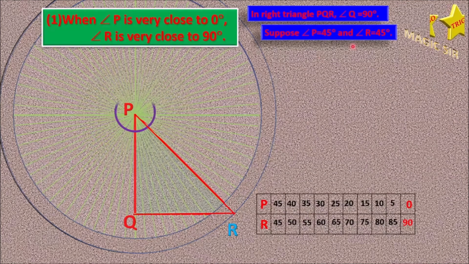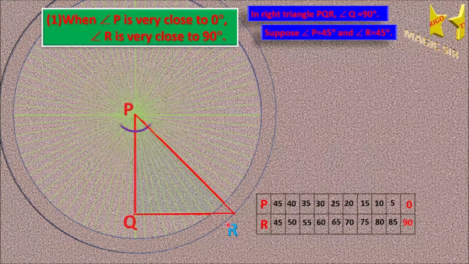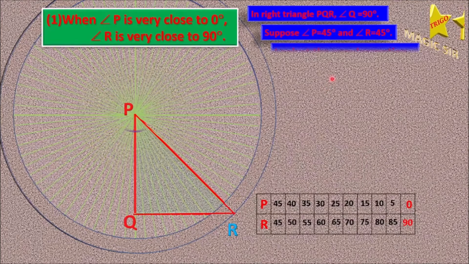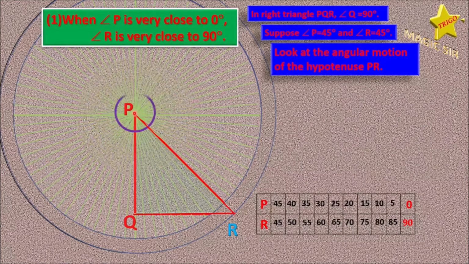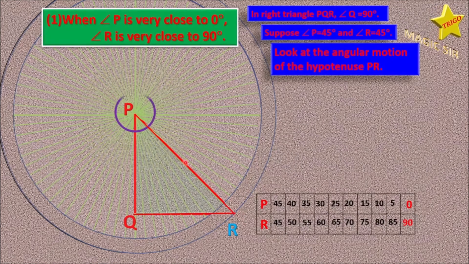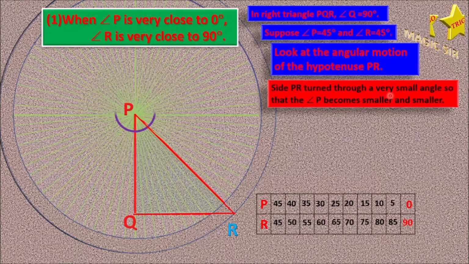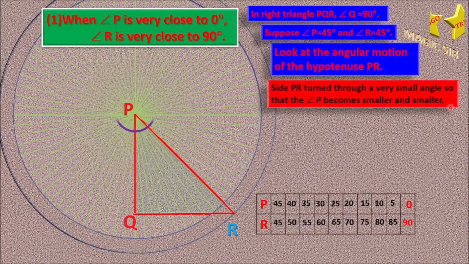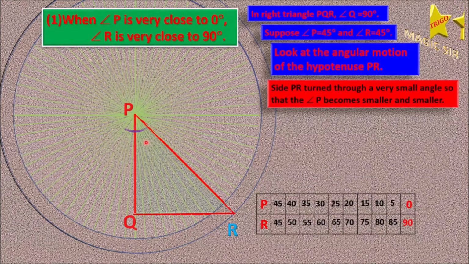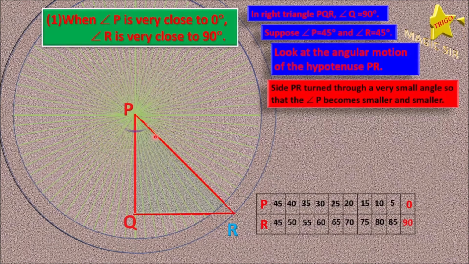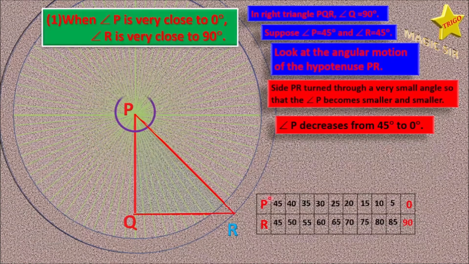Here we have angle P equal to angle R equal to 45 degree. So PQ is equal to QR. Angle Q is equal to 90 degree. Therefore, PR is the hypotenuse. Look at the angular motion of hypotenuse PR. It is turned through a very small angle so that angle P becomes smaller and smaller. We will see that angle P decreases from 45 degree to 0 degree.